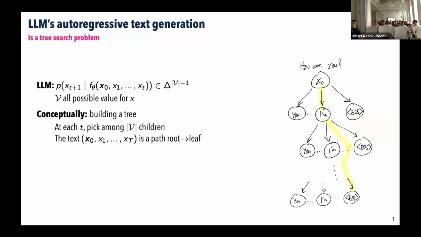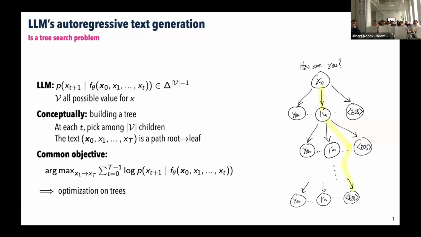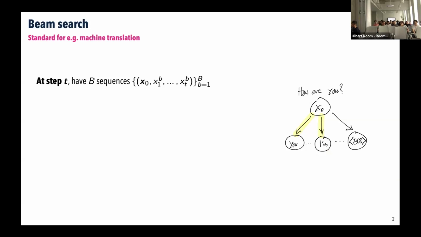And how can we pick which paths, which paths that correspond to our generated text, should be picked? That's the question. A common objective is that we want to maximize the likelihood of the path. So basically, at each step, you get the probability from the LLM, and you just add all the log probabilities. This is an optimization problem on a tree, which is kind of non-standard compared to a standard optimization problem. It is combinatorially hard, and so people use much more of a heuristic approach in this case.